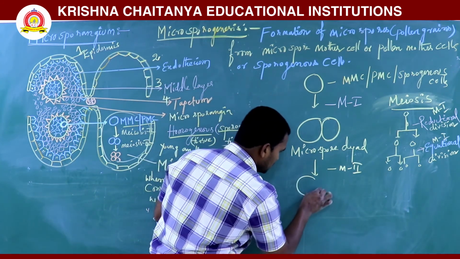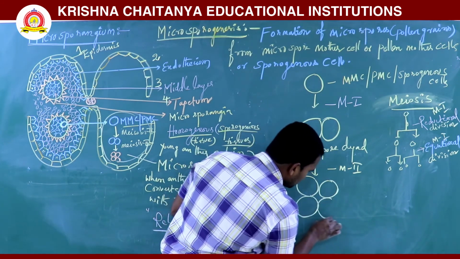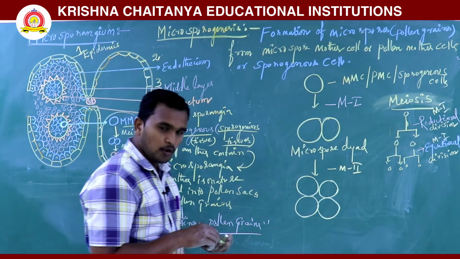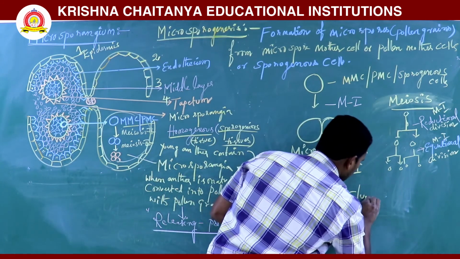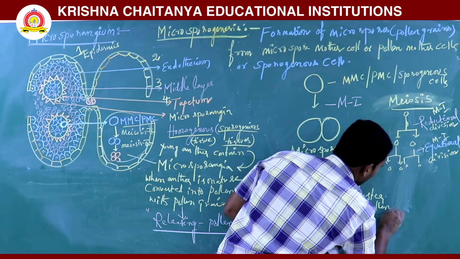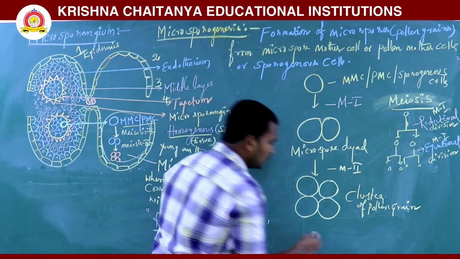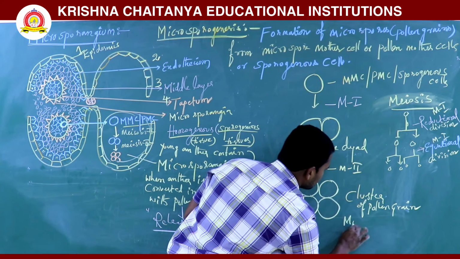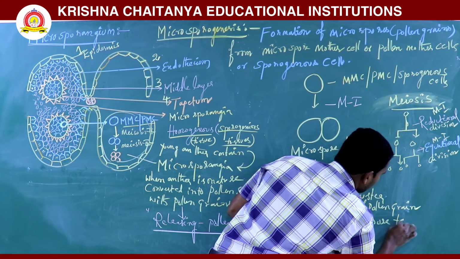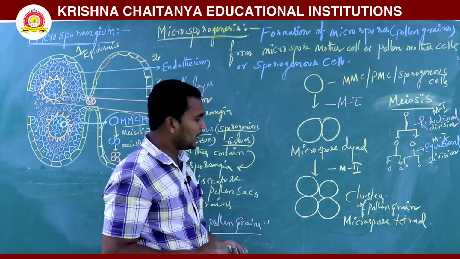Now how many cells are produced? In total, 4 cells are produced. They are a cluster of pollen grains. This condition is called a microspore tetrad. The 4 pollen grains are there together.